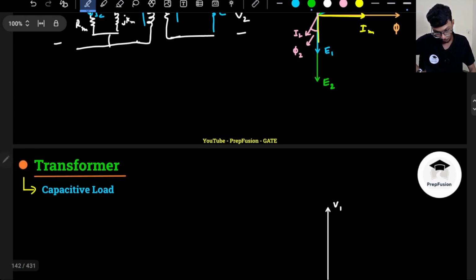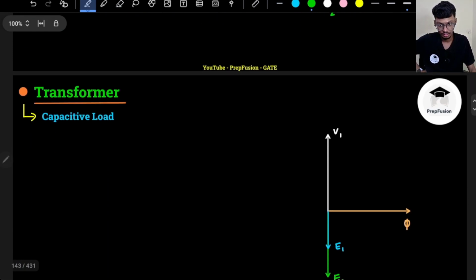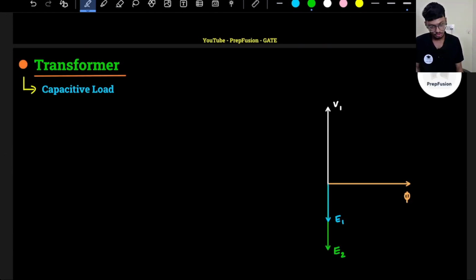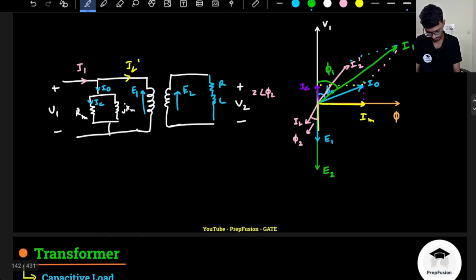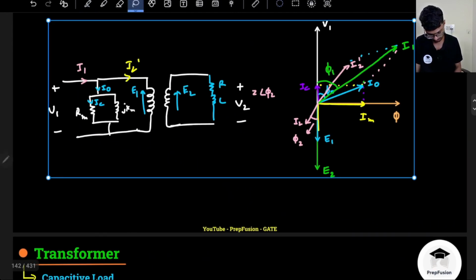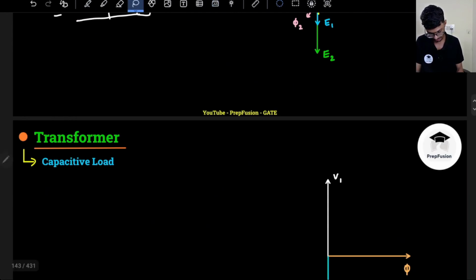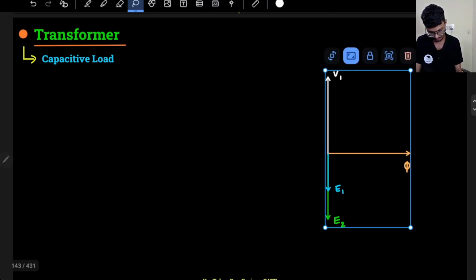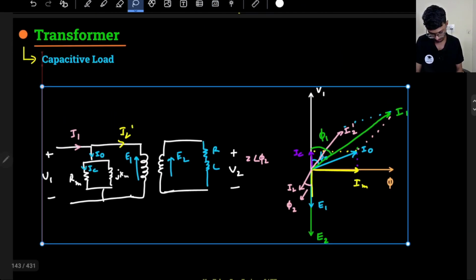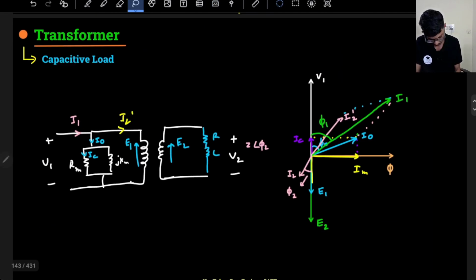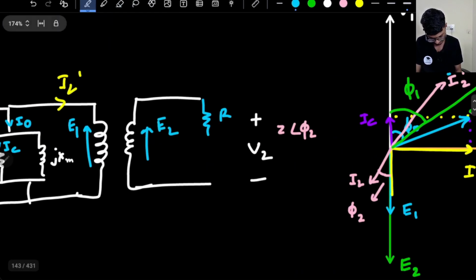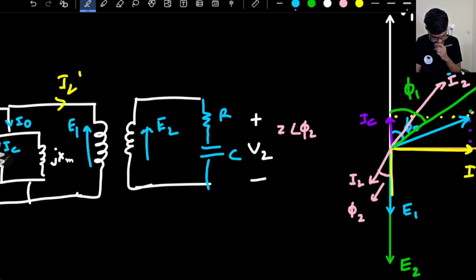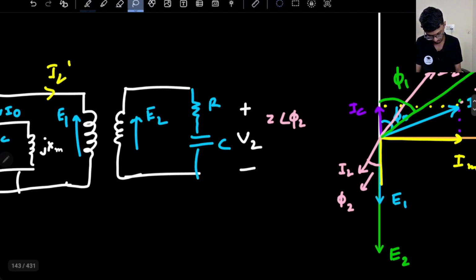Okay, what about this last load? So for a capacitive load, everything will be similar, right? For a capacitive load, everything will be almost similar. Just this time, the current will be leading. The load current will be leading the load voltage. So this will be an RC circuit. So if this is an RC circuit, here I will have a C. Okay, and my phi 2 will be negative now. It will not be a positive number, it will be a negative number.